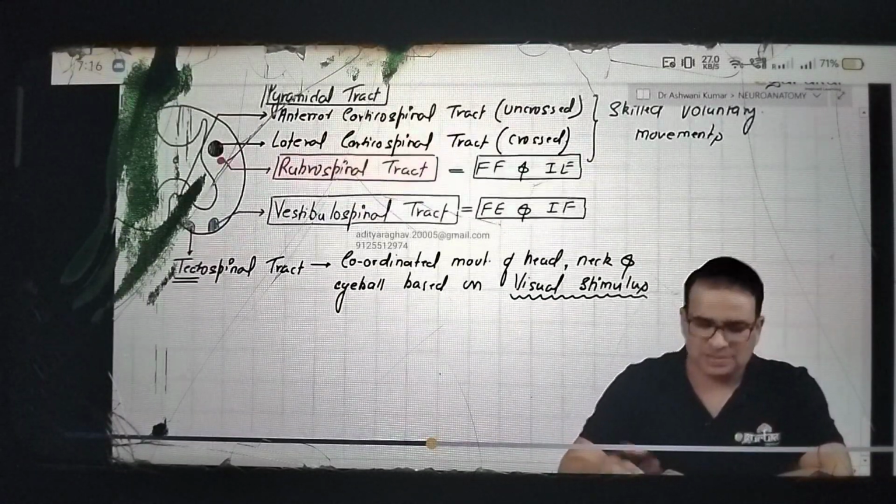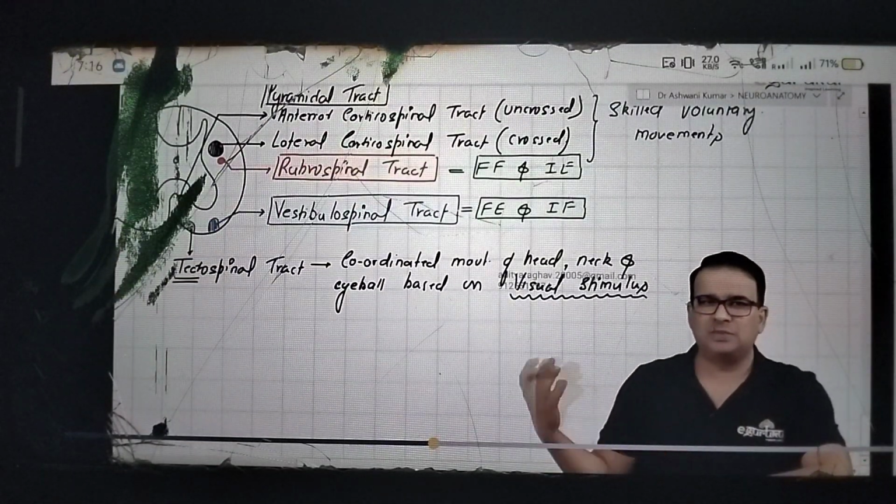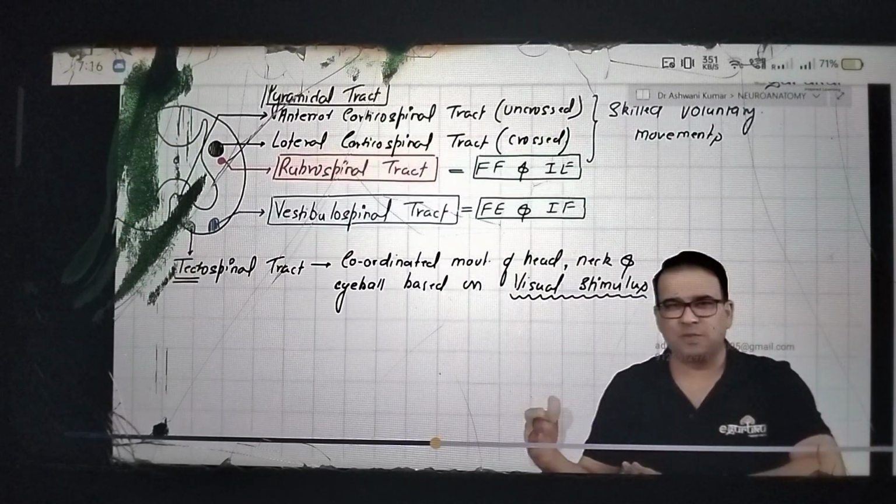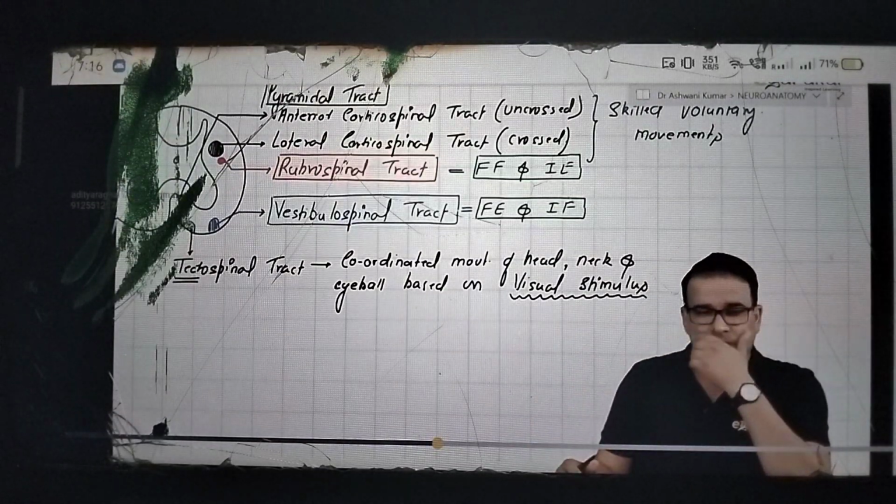Now there are other tracts also present at the cross-section level of the spinal cord, but we don't have to look into them. Like the vestibulospinal, and the reticulospinal, medial and lateral reticulospinal tracts are also there. We're just looking at the important ones.